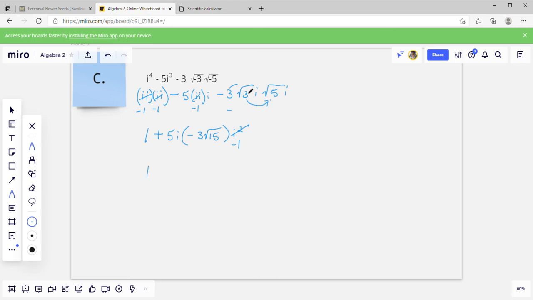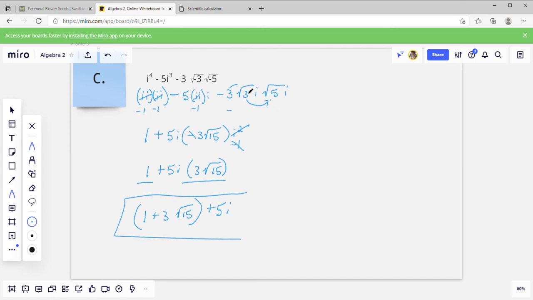Alright, so we've got 1 plus 5i times, that would be negative times a negative makes a positive, 3 times the square root of 15. Alright, so then we're going to put our real part first. 1 plus 3 times the square root of 15. That's our real part, plus 5i. So there's the answer right there.